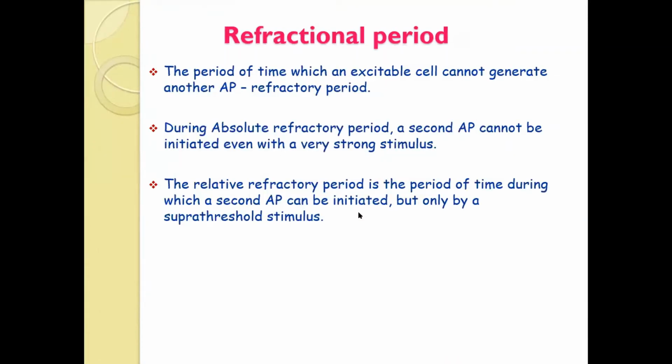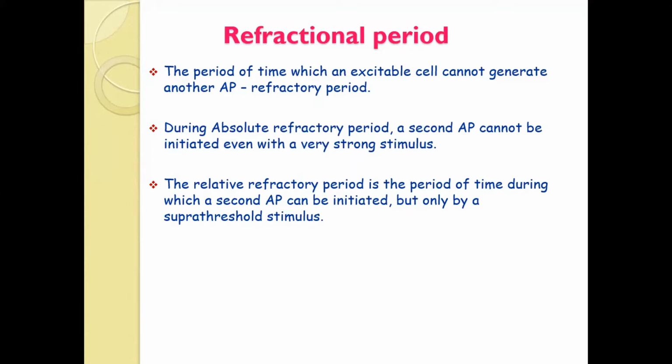What is the refractory period? The period of action potential in which an excitable cell cannot generate another action potential. That is called the refractory period. So during the refractory period, you cannot generate another action potential. But there are two conditions, where you have the absolute and relative refractory periods.